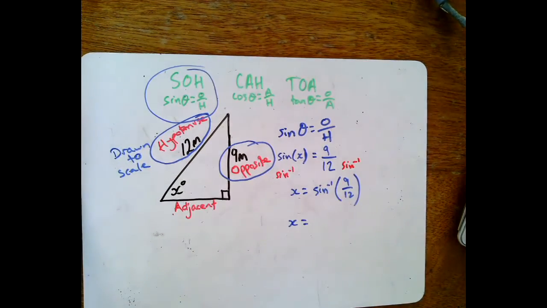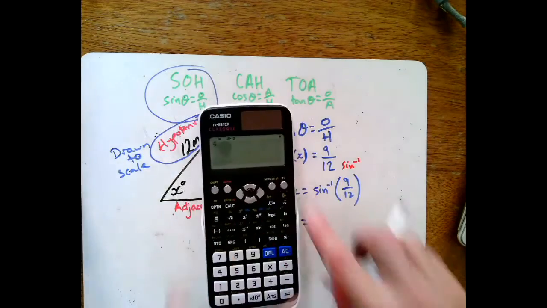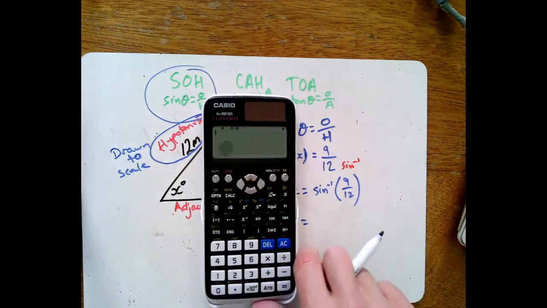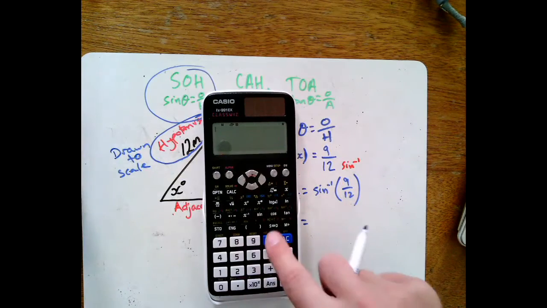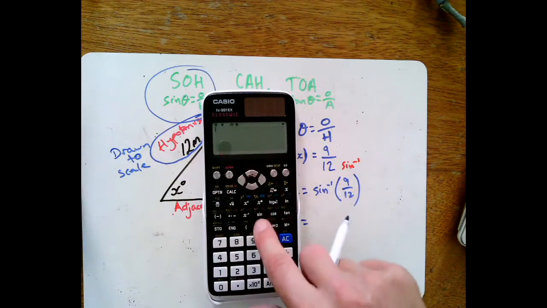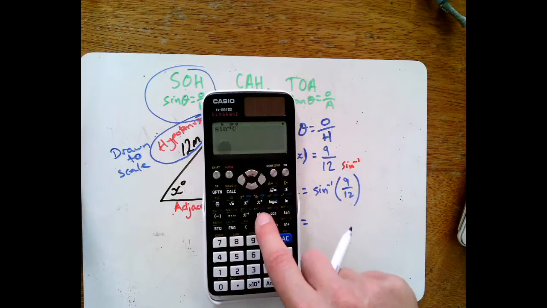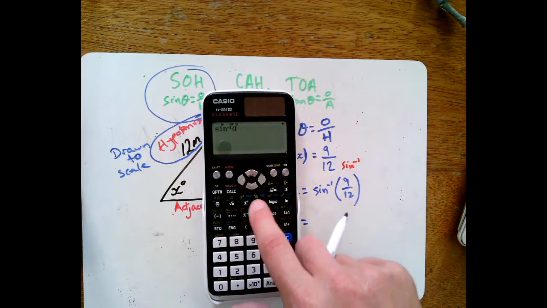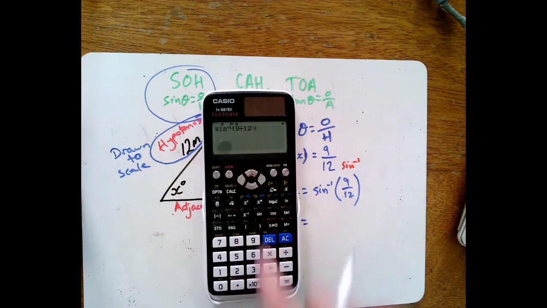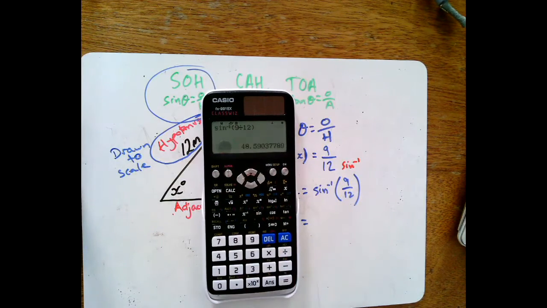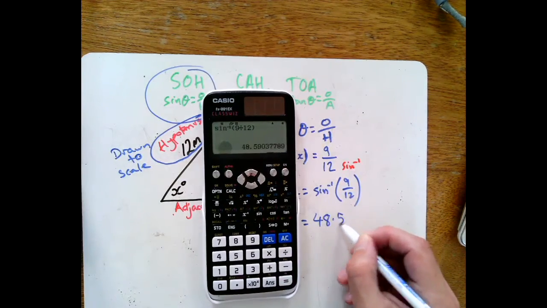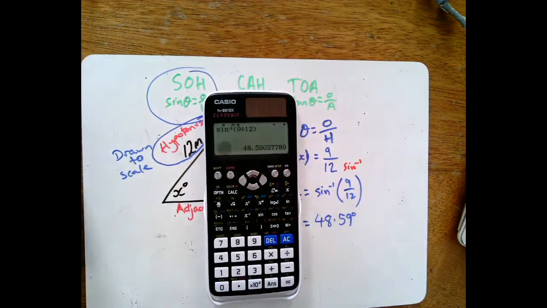Then I can put that into my calculator and work out my answer. Now, if I'm doing that, most calculators have a shift or second button, and then I just press sine, where there's a sine minus 1 above it. Sine minus 1, brackets, 9 divided by 12. Close the brackets, press equals. Here we have 48.59 degrees.